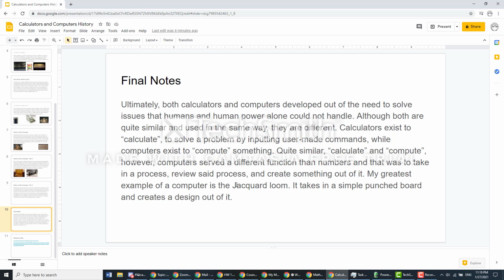The greatest example is the Jacquard loom, where you put in something and it creates something else, without necessarily having to be 1 plus 1 or 2 plus 2 or 3 plus 3.